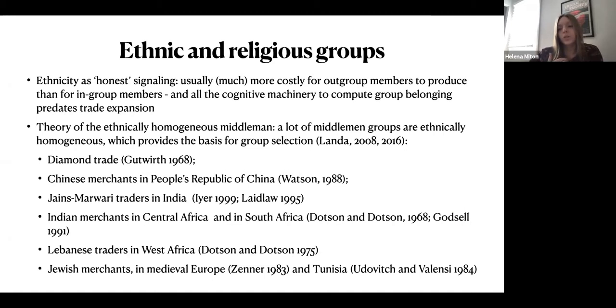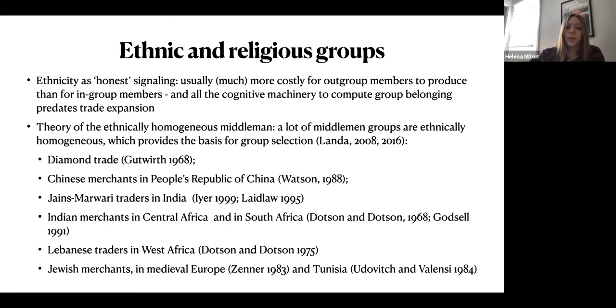And among those ways to create kind of one-to-one trust that scale up pretty well, there's ways to reuse ethnic and religious groups. What's nice is those groups are usually a form of costly signaling, because it's much more costly for outgroup members to produce signals of belonging to this group than for in-group members. And one thing that, as a cognitive scientist, I particularly like is that most of the cognitive machinery and processes you need to compute group belonging is probably in place before you get trait expansion. So you don't really need to bring in any new cognitive processes for that.